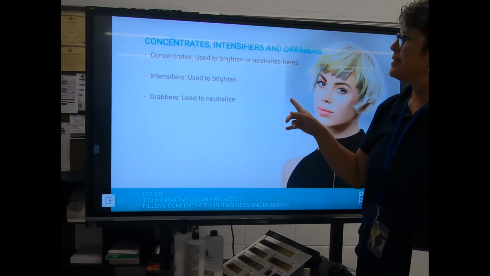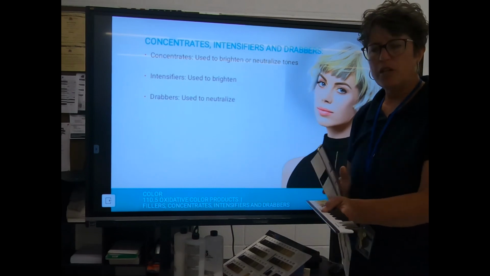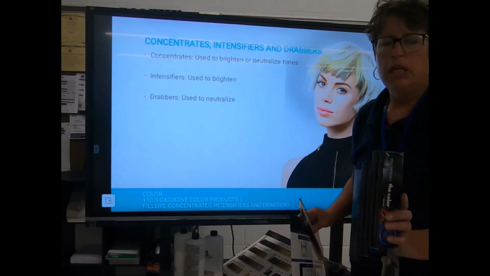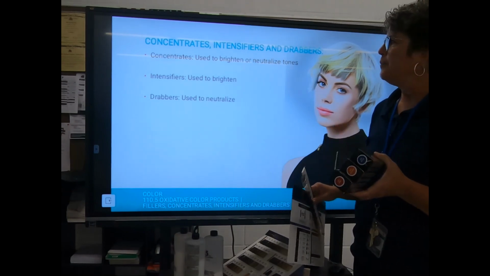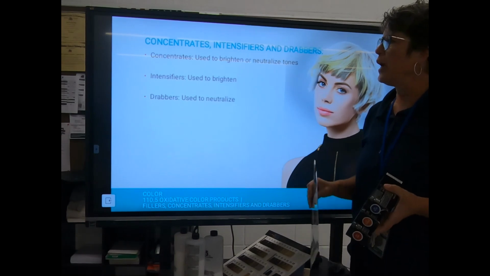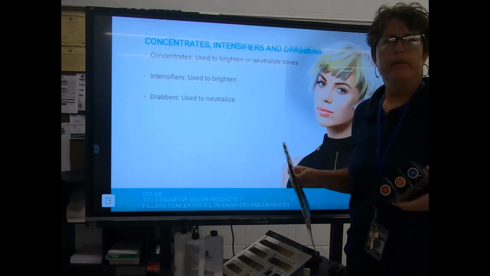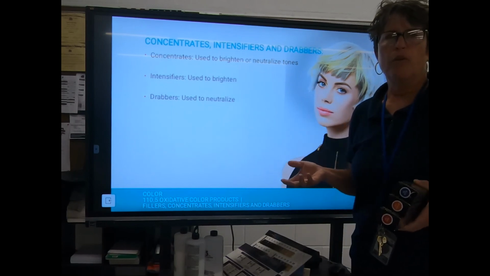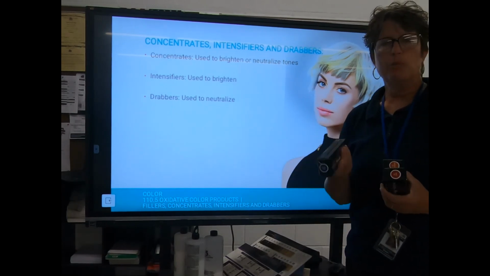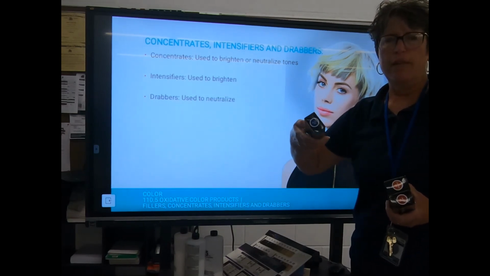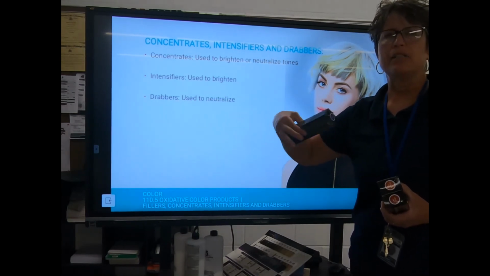Okay, concentrates, intensifiers, and drabbers. We kind of touched on that with the purple, the green, the orange, the red, okay? Used to brighten or neutralize tones, used to brighten and used to neutralize. So it just depends what you're going for. If you're trying to get rid of orange, you're going to add a little bit of blue and you're going to drab out the orange. Okay, that's what they're talking about. It's drabbing it out. It's not as orange anymore.